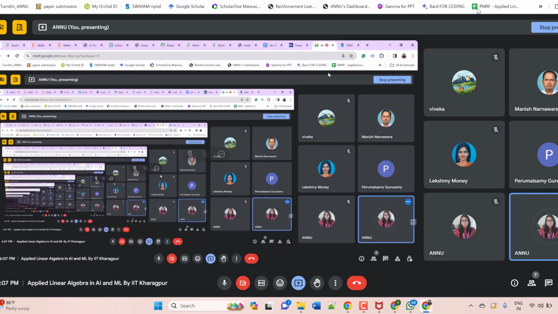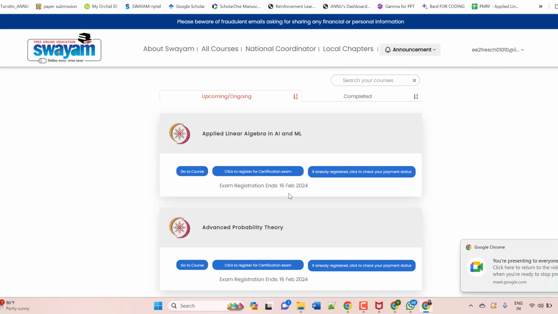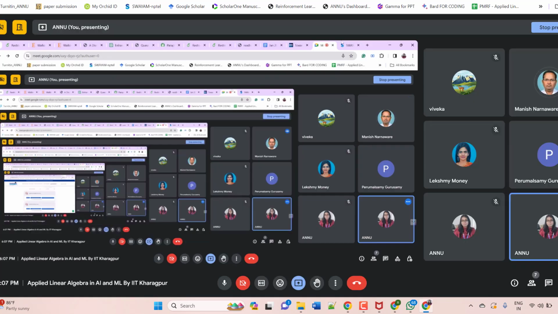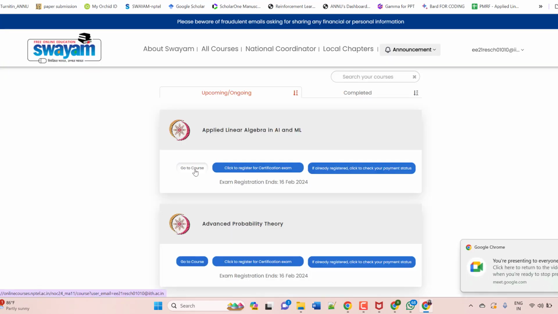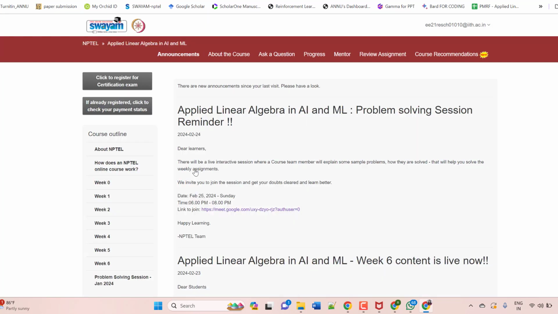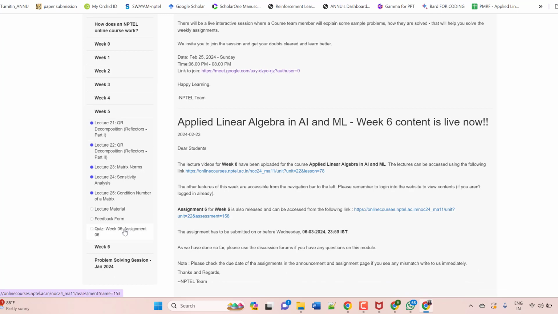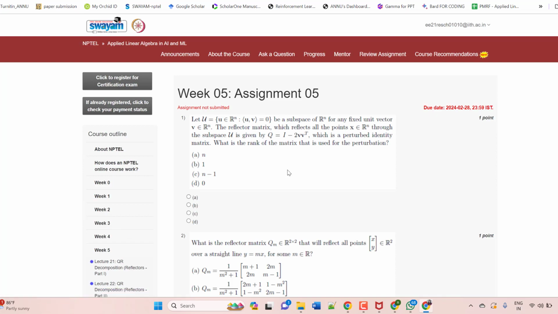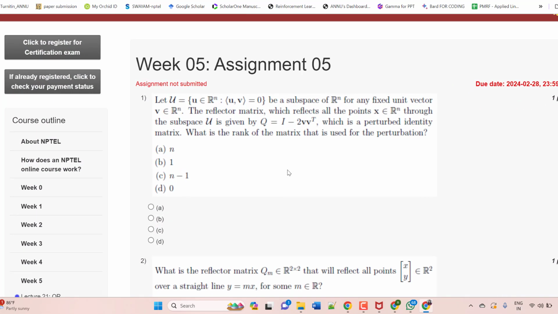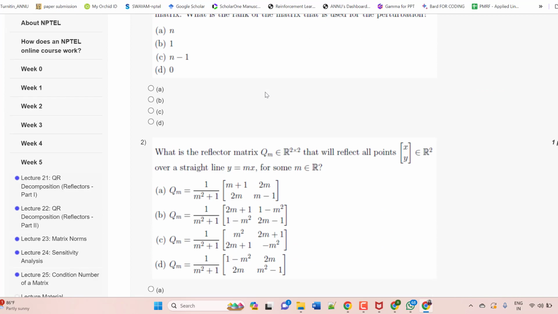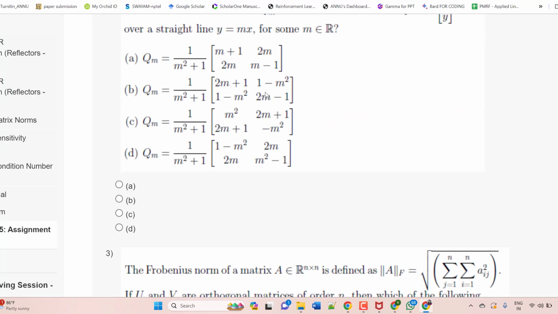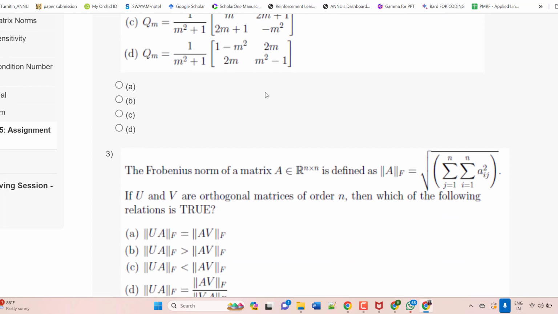To show it. Are you able to see my screen portal? Yes, ma'am. How many of you registered for the exam? I have registered, ma'am. It is the credits code for final year MSc, the mathematics department. So this is the reflector matrix, then this is the reflector matrix, then the Frobenius norm.